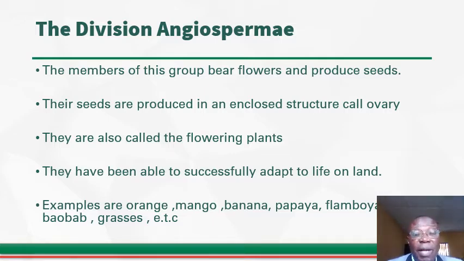Examples of the angiosperms are orange, mango, banana, papaya, flamboyant, baobab tree, grasses, and so on. These are the typical examples which are common in our environment.